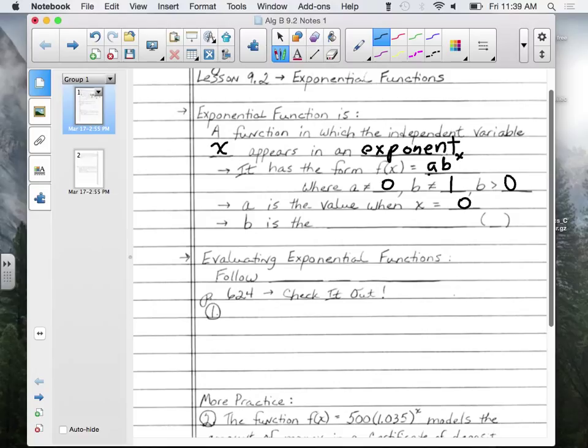Alright. Then b is the common ratio. I'm going to show you something that might jog your memory.